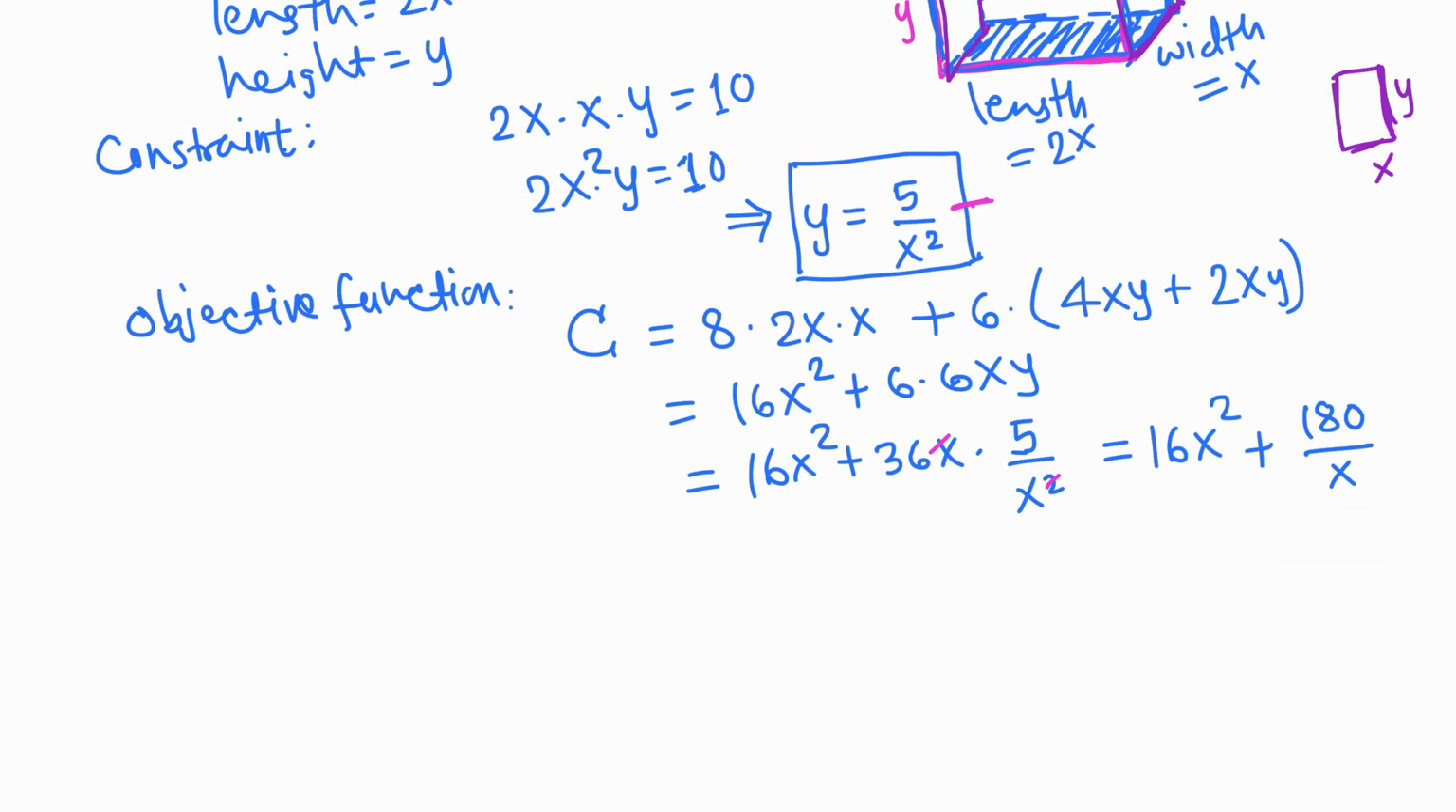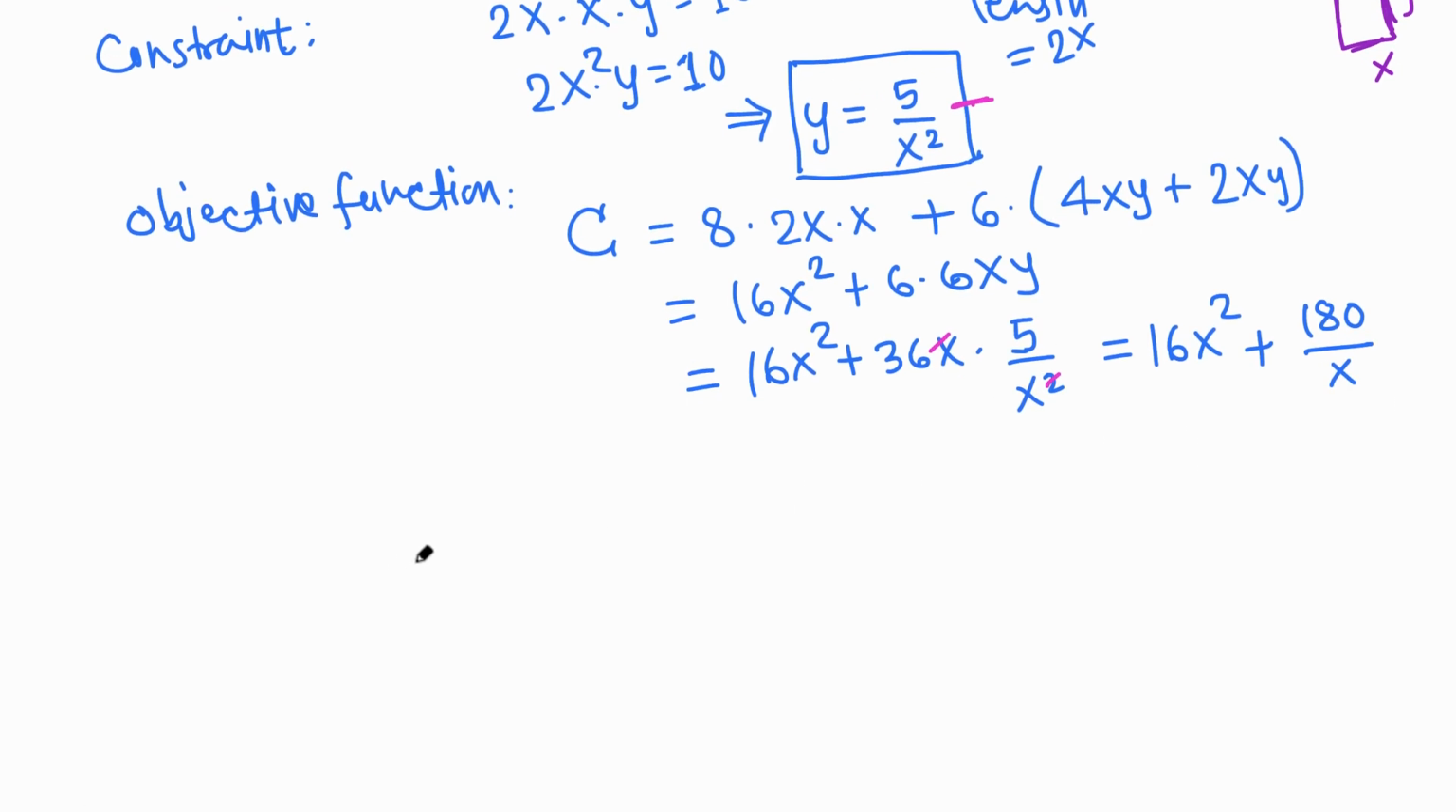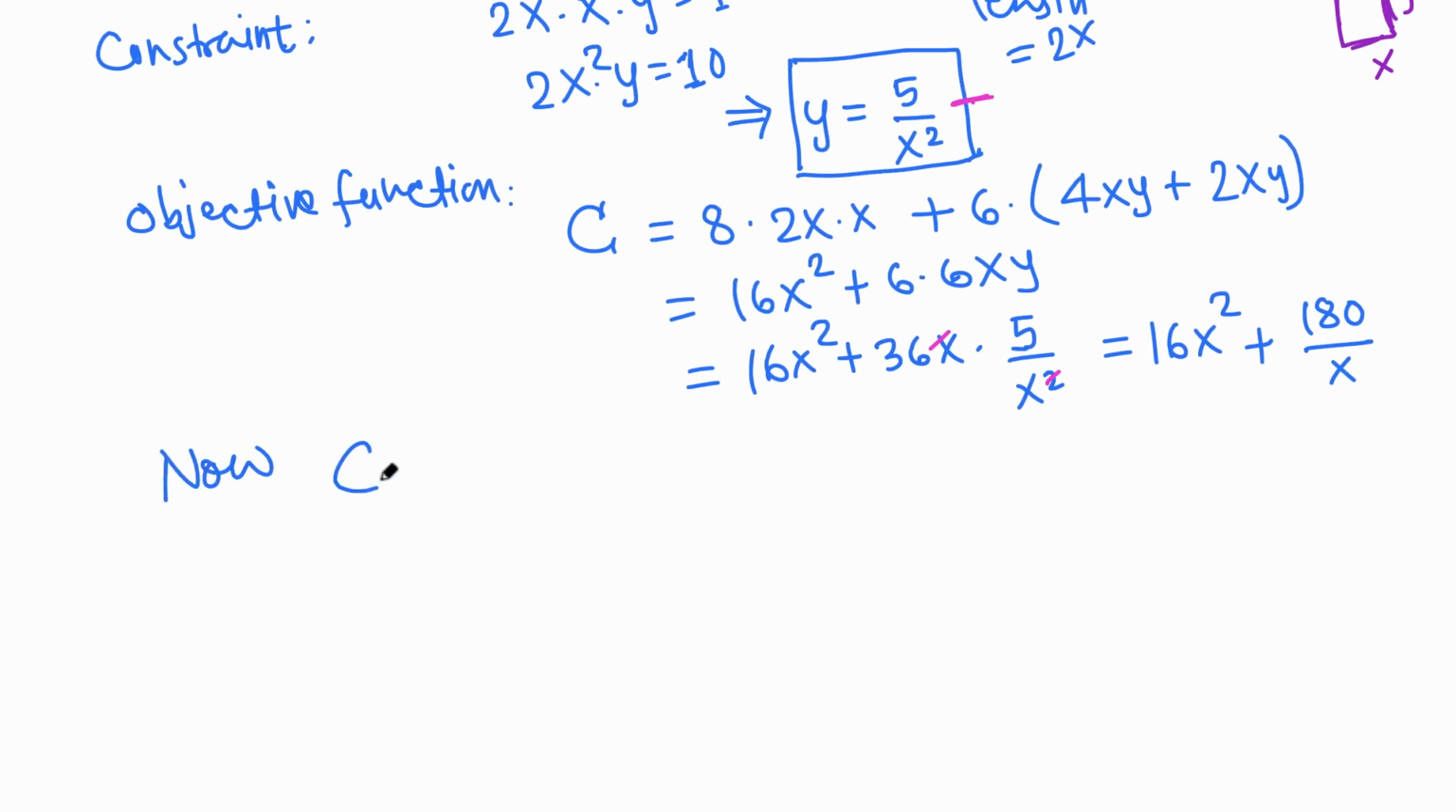And always, to minimize or maximize, we first find the critical numbers. We find the derivative of this cost function. That is 32x. And by the way, for this one you may use the quotient rule to find the derivative, or write this as 180 times 1 over x and go from there. The derivative of 180 over x is negative 180 over x squared. Okay, you can check using your quotient rule.